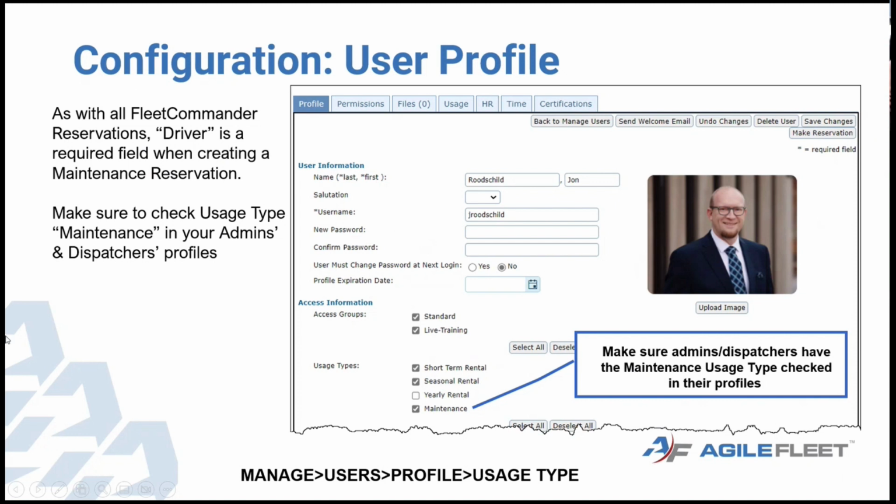You can see here that through manage users, profile, usage type, we've got this section under usage types. You want to make sure that your admins, your dispatchers, within their profile, that they have that activated. Otherwise, they're going to start getting really nasty messages when they try to make those reservations, and the system is going to say that you don't have permissions, and it's just kind of a headache. This allows you to be ahead of that and make sure that those that we want to have access and the ability to make those maintenance reservations truly have that ability.